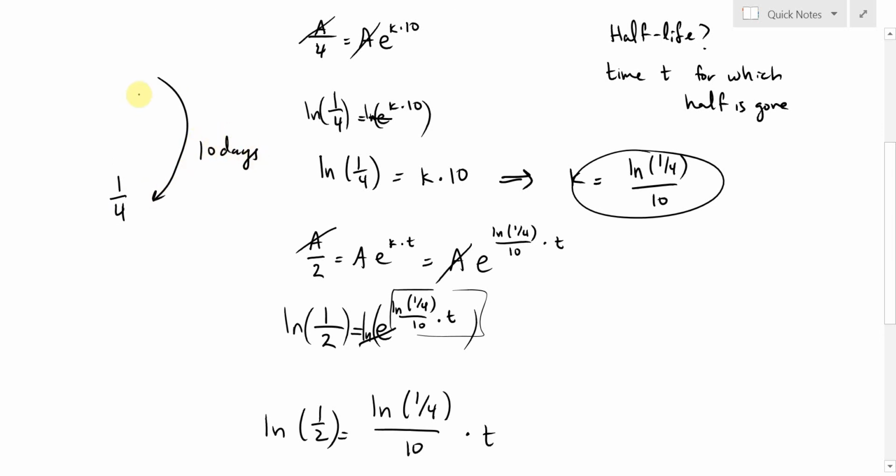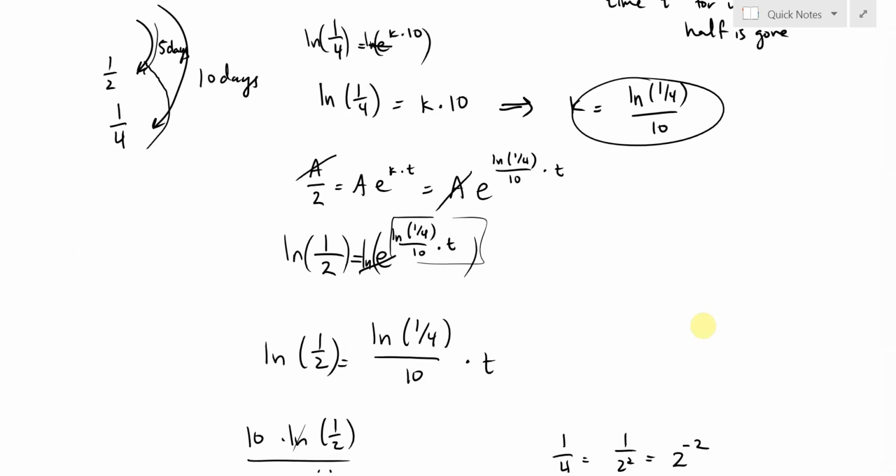Which means we would have gotten to a half in half that time, 5 days. Because we shrink to a half of our original amount in 5 days, then we shrink to a half of a half in 10 days. So it would have been there in half the time. So that's the way that it conceptually should work.